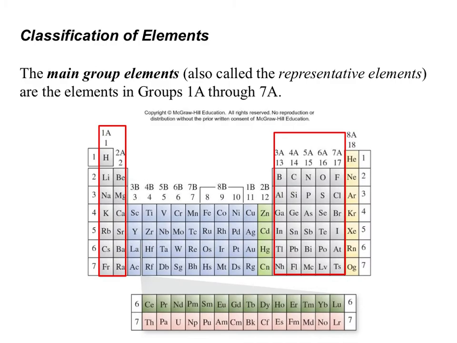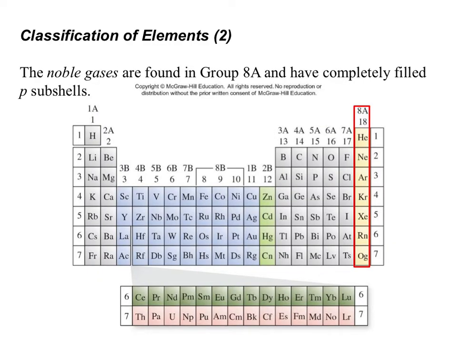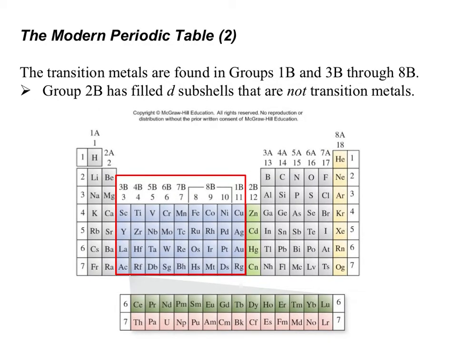Classification of elements. The main group elements, also called the representative elements, are the elements in group 1A, or the s block, through 7A, which is most of the p block, disregarding the noble gases. The noble gases are found in group 8A and have completely filled p subshells, as in they have 6 electrons in their p orbitals. The transition metals are found in group 1B and 3B through 8B.